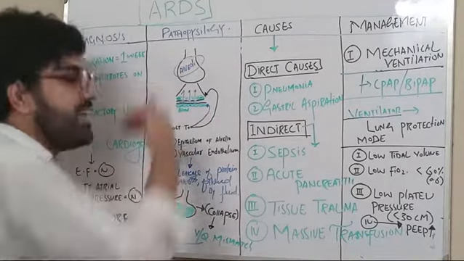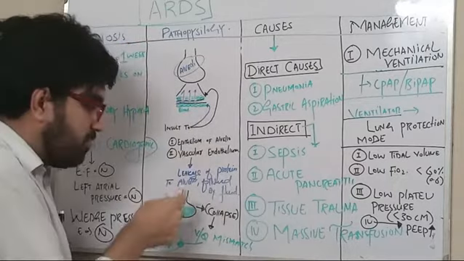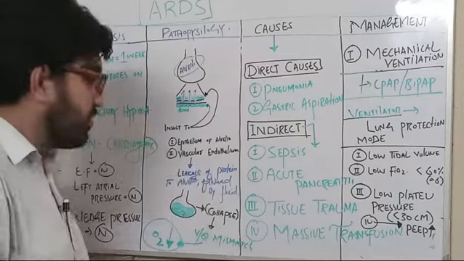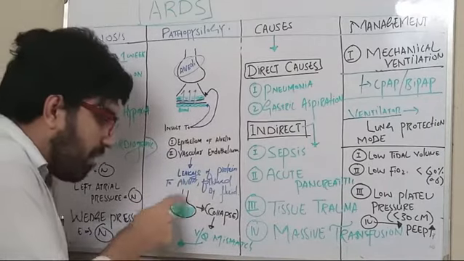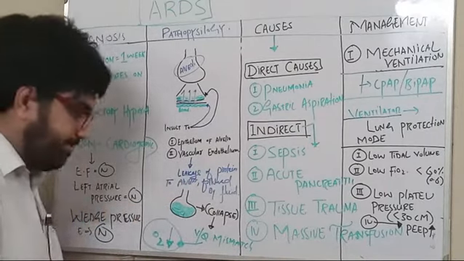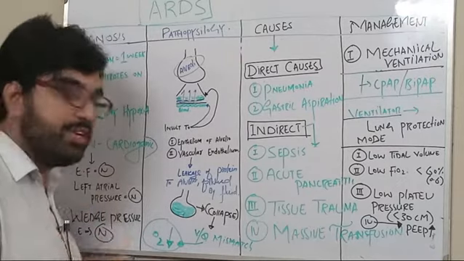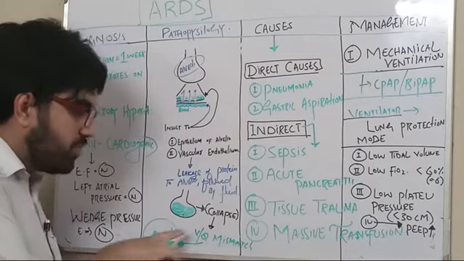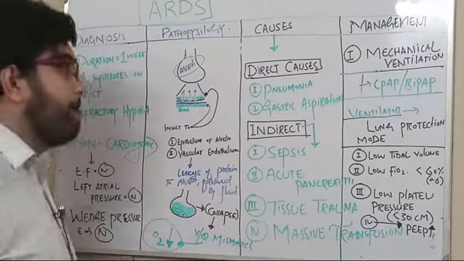Whenever there is leakage of proteins into the alveolar space, what happens? It draws water from the blood vessels and interstitial spaces. So the alveoli are filled with fluid. When they are filled with fluid, they collapse. When they collapse, there is V/Q mismatch, and that leads to hypoxia.